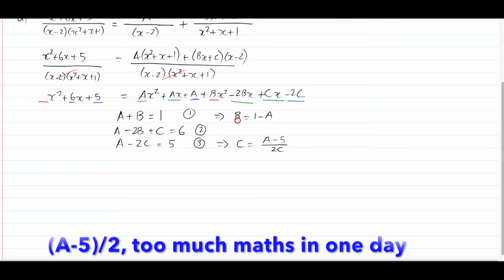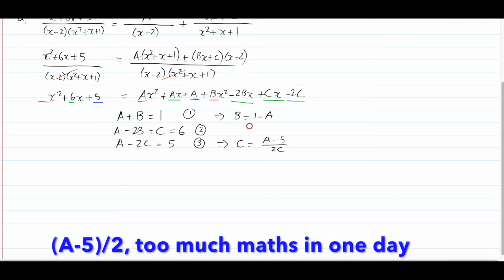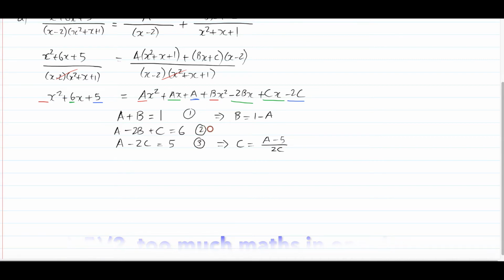Okay, so now that you have b in terms of a, you have c in terms of a. If you chuck both of these equations inside equation number 2, then you have the one equation with only one variable, which is the a variable. So that's how you should approach this, guys.